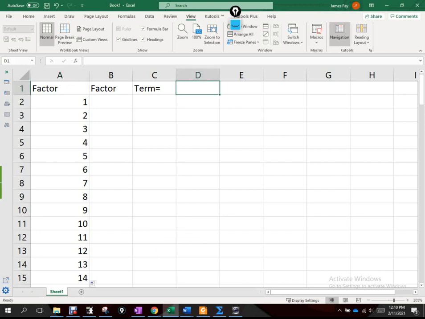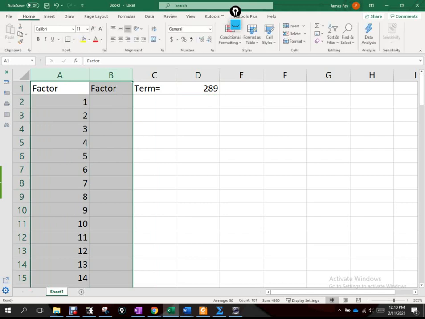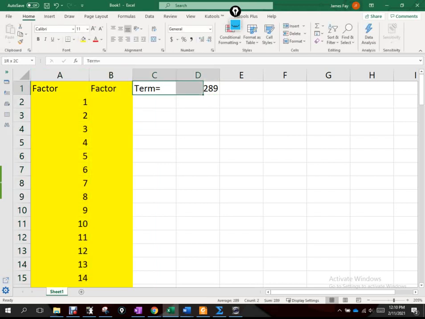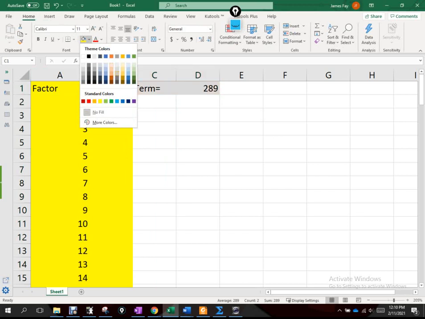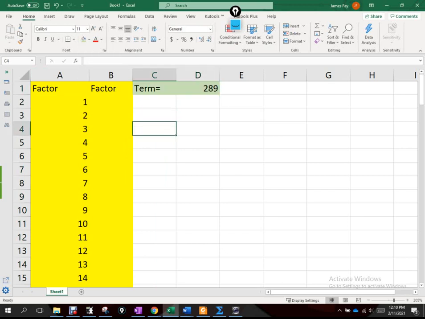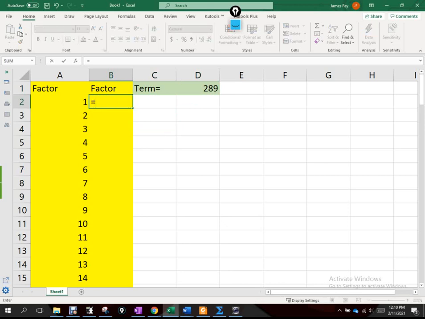Let's say the term we want, like we wanted 289, right? Okay. So this is the nice thing about Excel. I'm going to color those. But basically what I'm going to say is I want in this box right here, I want it to take the 289 and divide it by that right there. Okay, so it's going to take whatever's in D1 and divide it by whatever's in A2 and hit enter. Okay, and 289 divided by 1 should give me 289.